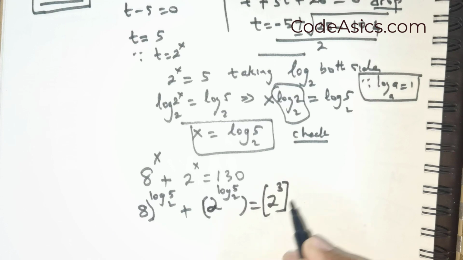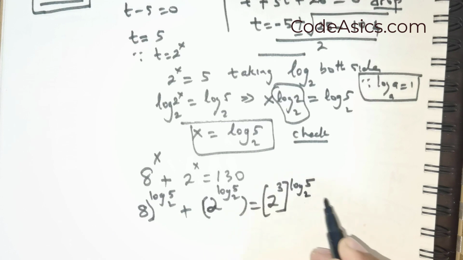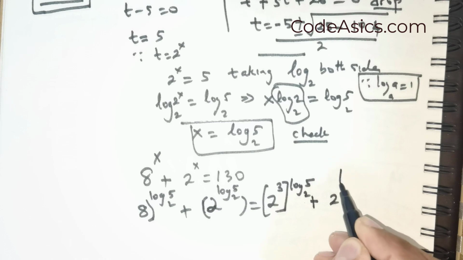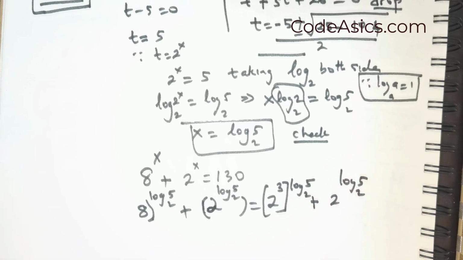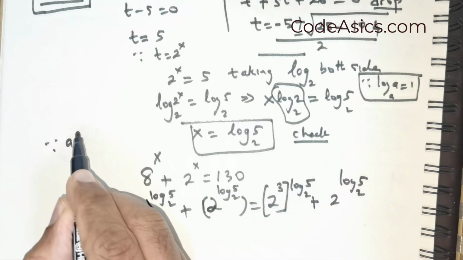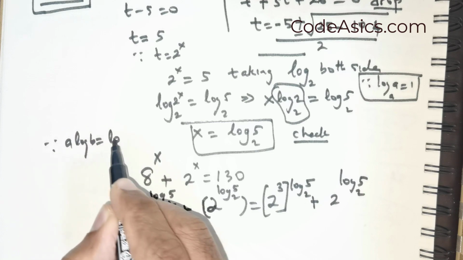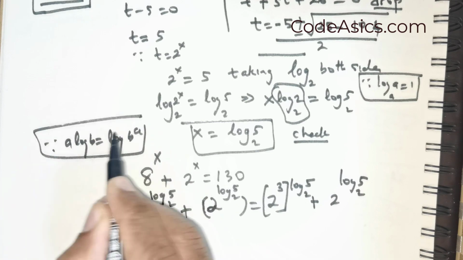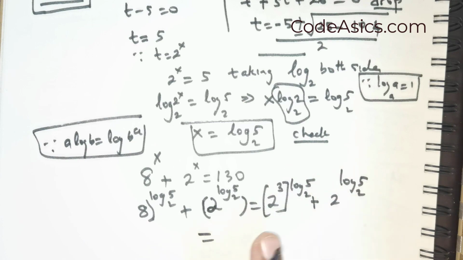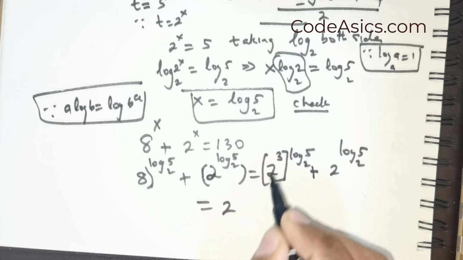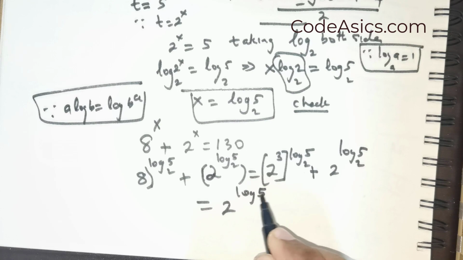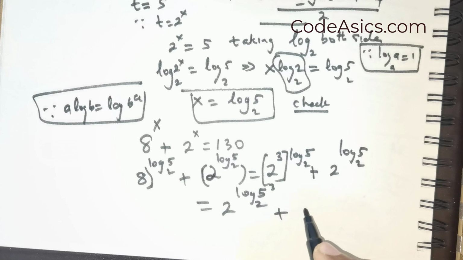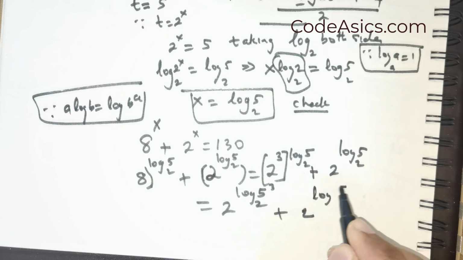So this is going to be log 5 to the base 2 plus 2 raised to the power of log 5 to the base 2. Now there is a formula. What is the formula? a times log b is equal to log of b raised to the power of a. I can use this formula. So this is going to be equal to 2 raised to the power of log 5 raised to the power of 3, don't forget the base, so place the base, plus 2 raised to the power of log 5 to the base 2. Now 5 raised to the power of 3, what is that? That's going to be 125.